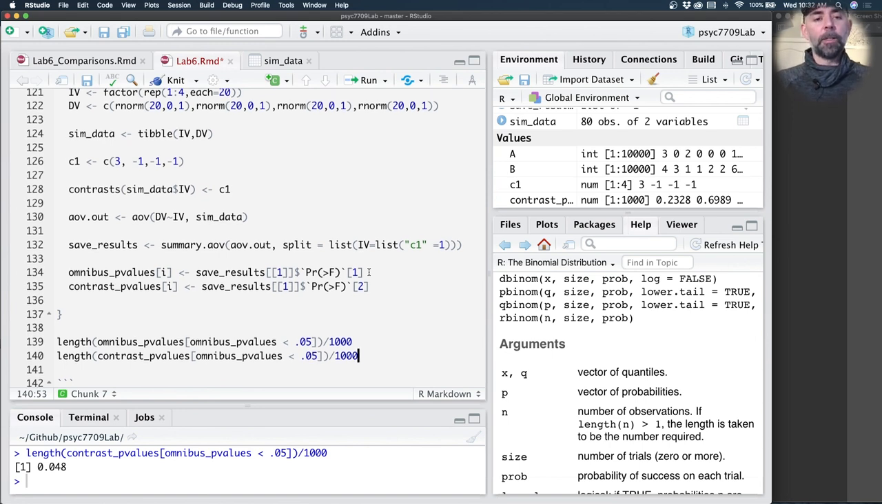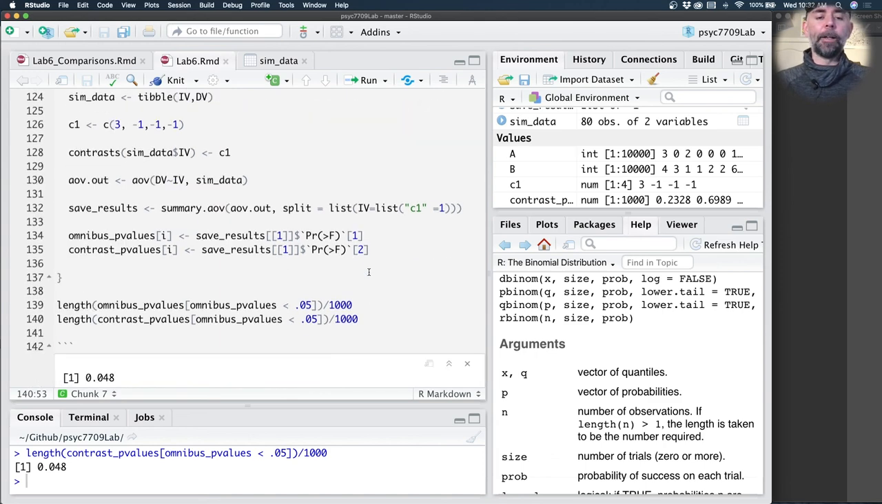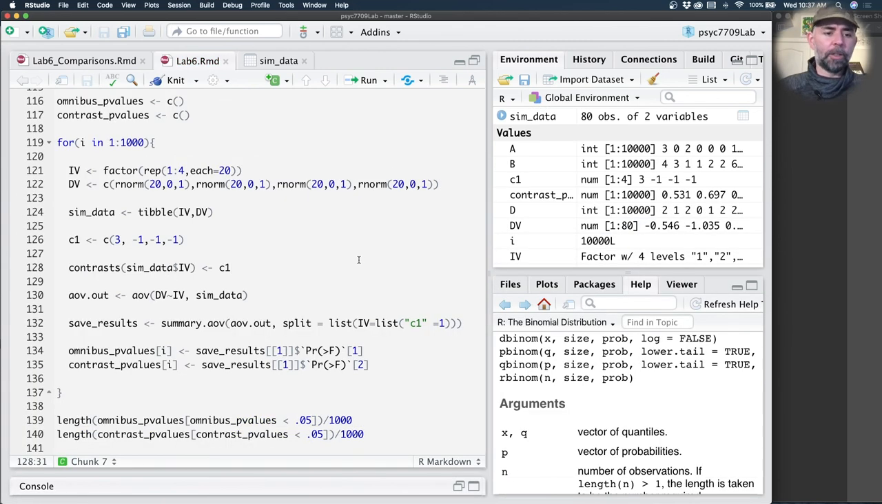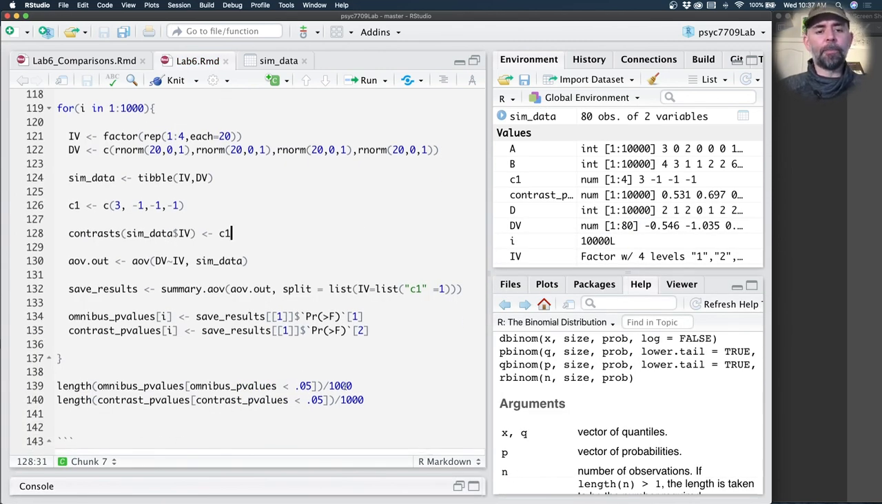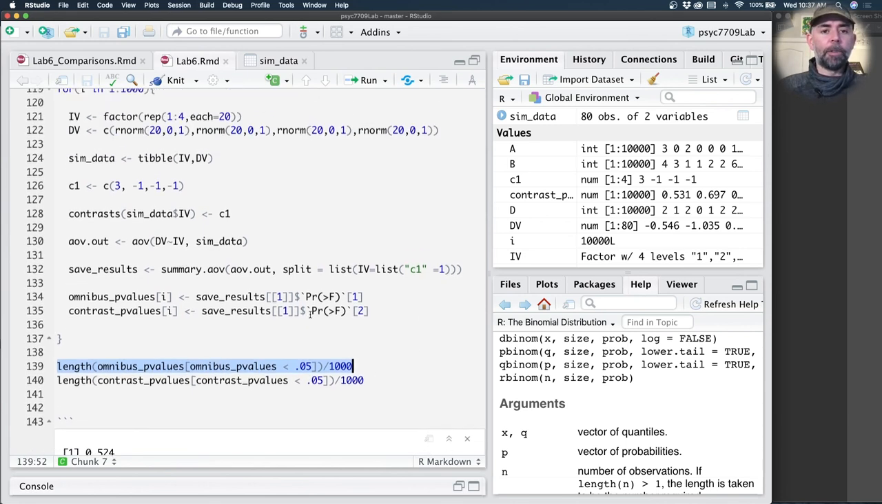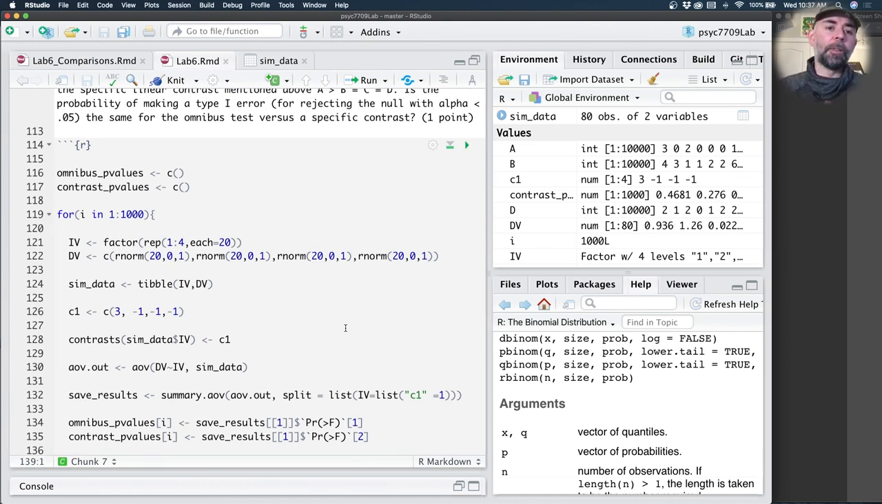I mean, if you were wondering if there'd be a difference here, these are both considered independent tests, and so the probabilities associated with them should be independent, and it looks like they are. Whoops. I messed up. Wait a minute. That needed to be the contrast p-values. All right. So we've solved the problem. We've shown that the probability of making a type 1 error under the null for the omnibus test is the same as the probability of making a type 1 error for a specific contrast.